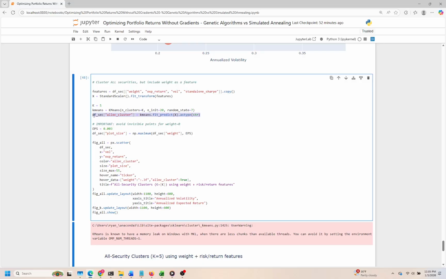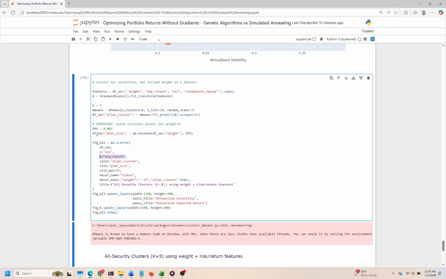To tackle this, a small epsilon value is introduced, ensuring that even those securities with a minimal weight are represented visually, which is crucial for our analysis. As we create a scatter plot, the x-axis represents annualized volatility, while the y-axis shows annualized expected return. This visual representation helps in assessing the trade-off between risk and return for each cluster.